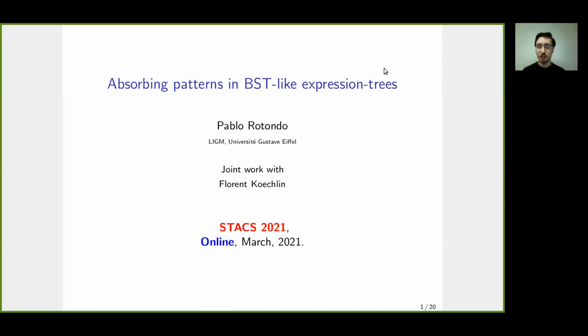Hello everyone, my name is Pablo Rotondo and I'm going to be presenting our joint work with Florent Koechlin. We are both from the Université Gustave Eiffel in France. And the title of the article and the talk is Absorbing Patterns in BST-like Expression Trees. So let's see what this is all about.